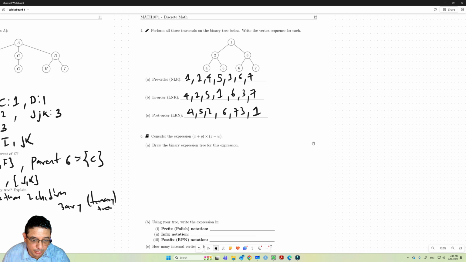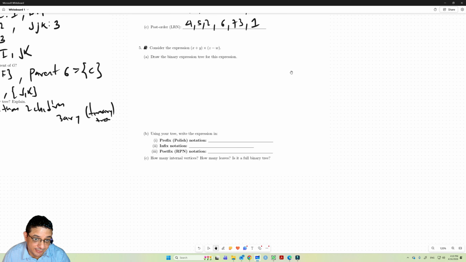All right, so now for question number 5, we're considering the expression x plus y times c minus w. We can write this as a tree. We can draw the binary expression tree for this mathematical expression. So we will start with the center. We'll start with the times, and that will be the root node here. Then we'll go to the operation on this side, which will be the plus, and the operation here would be the minus. And then of course, the children are going to be x and y here, and c and w here.